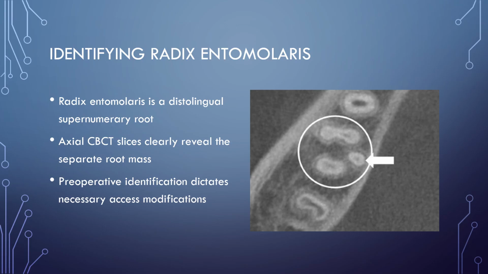A radix antemolaris will appear as a distinct, separate root mass branching off toward the lingual side. Identifying this extra root preoperatively is absolutely critical, as it dictates a necessary modification to your access cavity preparation. You will need to extend your access further to the distolingual to safely locate and instrument this additional canal system.